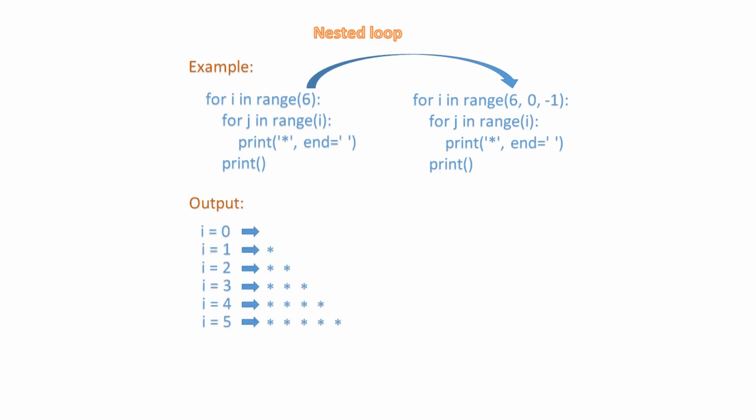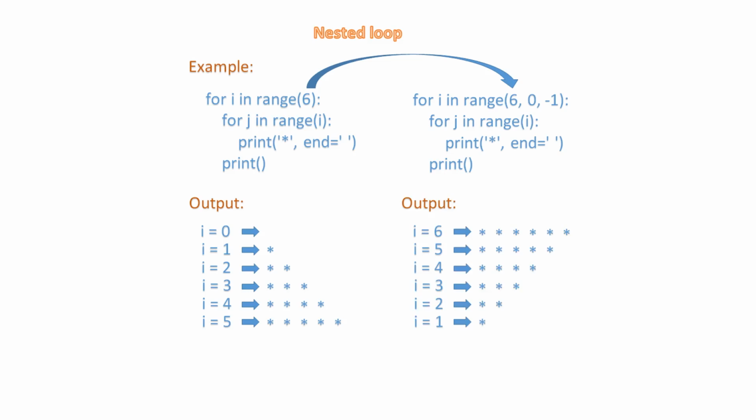Range of 6 will generate numbers from 0 to 5. Range of 6, 0, -1 will generate numbers starting from 6 to 1. Once after I change the range of value in reverse order, I get the output as an inverted triangle.